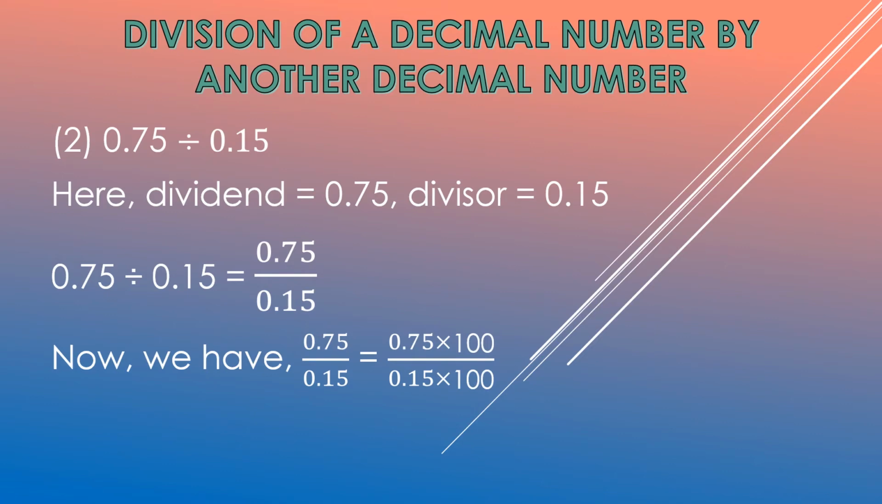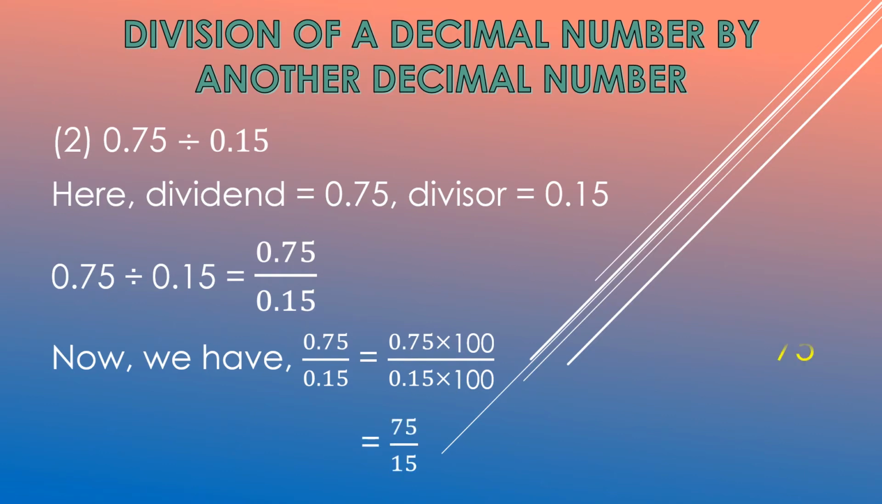Now we have 0.75 upon 0.15 is equal to 0.75 multiplied by 100 upon 0.15 multiplied by 100. Do the multiplication and we know that if we multiply a decimal number by 100, decimal point shifts 2 places to the right. So we get 75 upon 15.